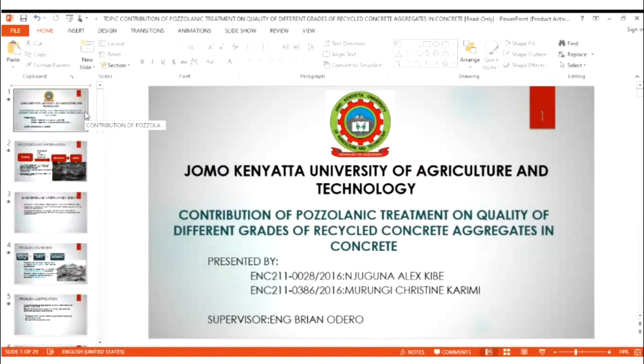Our topic is contribution of pozzolanic treatment on quality of different grades of recycled concrete aggregates in concrete. And I am Muronge Kristen Karimi with my partner Njuguna Alex Kibe with our supervisor Engineer Odero.